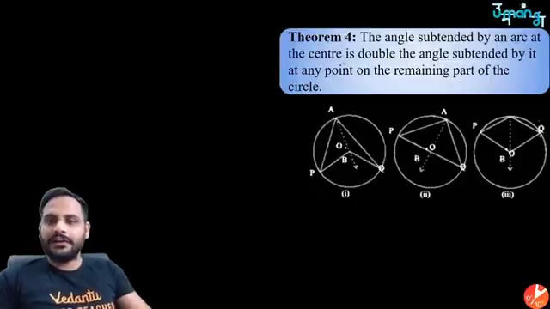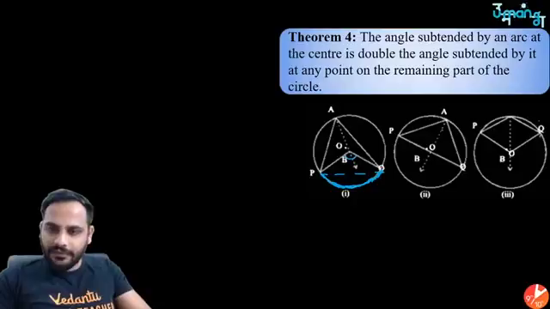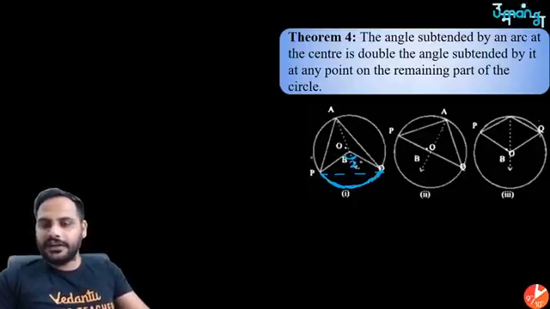Alright. After that, the angle subtended by an arc at the center is double the angle subtended by it at any point on the remaining part of the circle. That means, suppose we have this arc PQ, or you can, if you want, join chord PQ also. So suppose this arc PQ is subtending an angle of x degrees at the center over here. So at the remaining part, other than this arc, anywhere the angle will be half of it, so it will be x by 2 degrees.